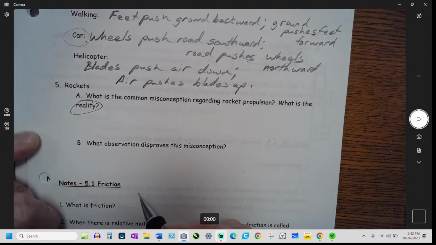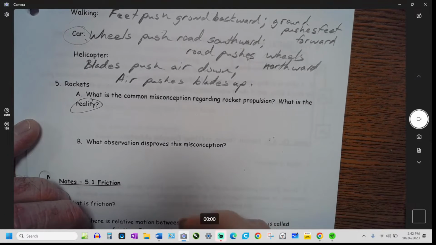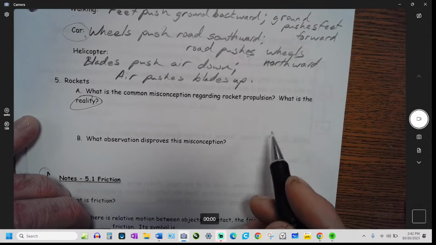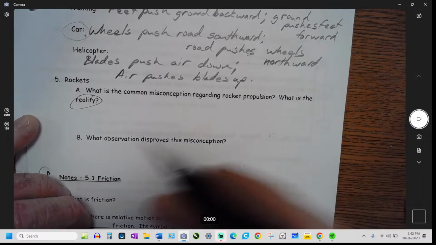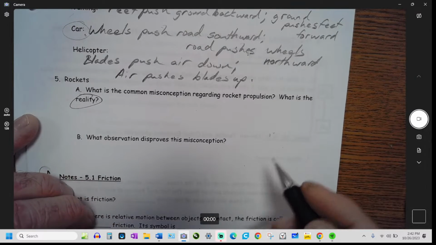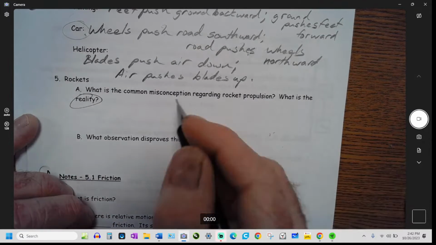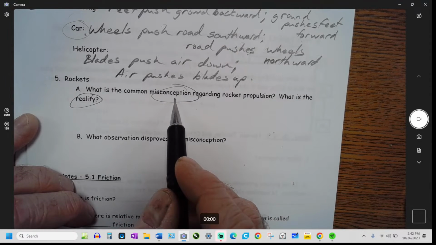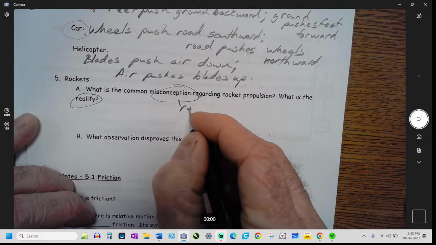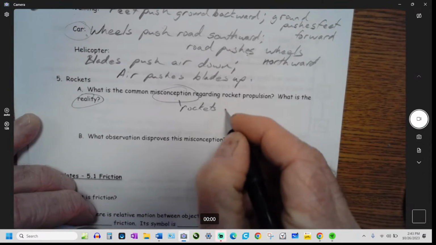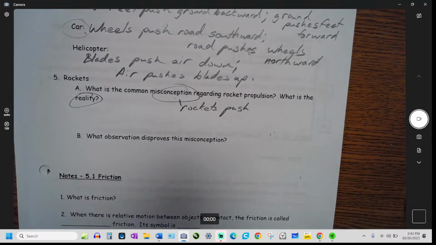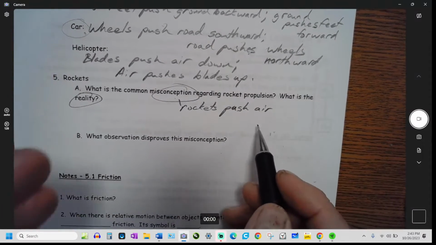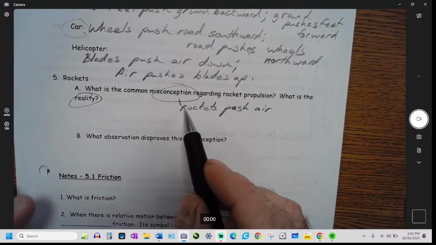What's the misconception? What do people think the rocket pushes? Most people would say, see, you're all just too smart. You can't relate to the common person. So the misconception is that a rocket is like a helicopter or an airplane, and that rockets push air. That's what people think. Well, how would you fly in space? I know, exactly. So rockets, people do think this. I'm not making this up.